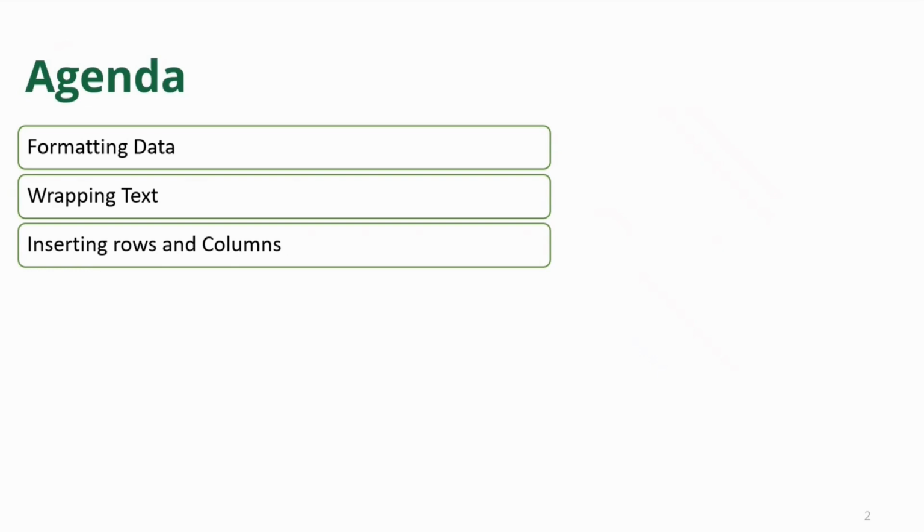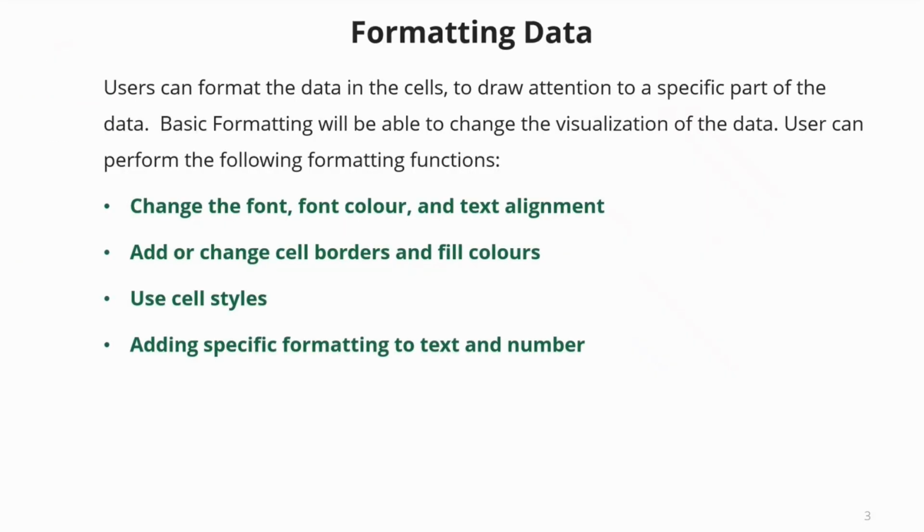We are going to start with formatting data in Microsoft Excel, followed by wrapping text, and then inserting rows and columns. Users can format the data in the cells to draw attention to a specific part of the data. Basic formatting will be able to change the visualization of the data. Users can perform the following formatting functions: change the font, font color, text alignment, change cell borders or fill colors, use cell styles, and adding specific formatting to text and number.